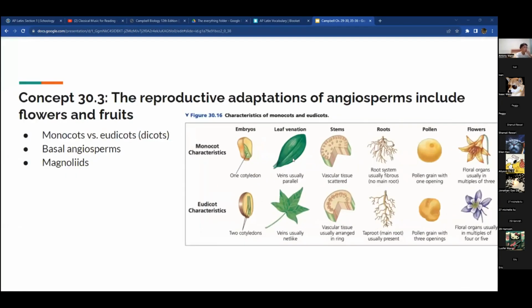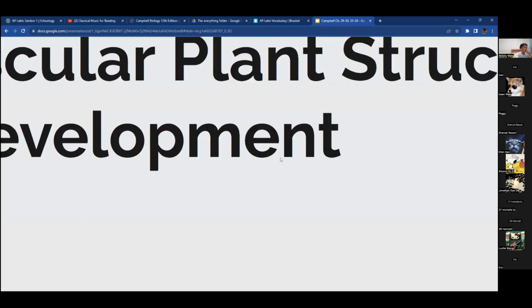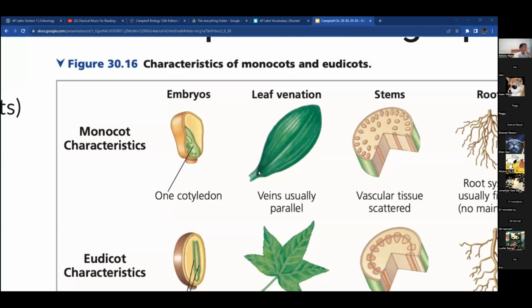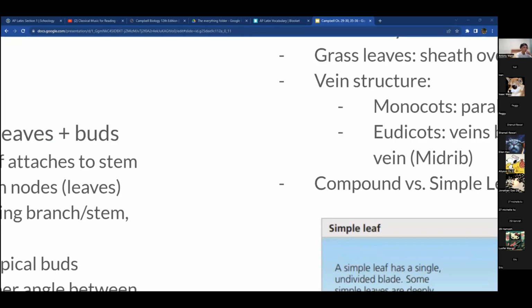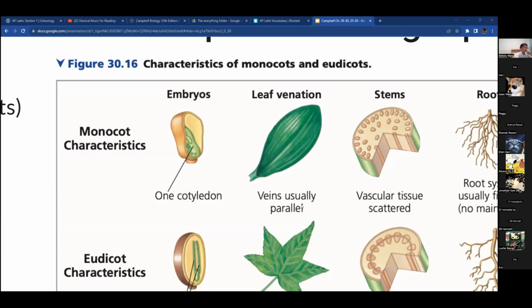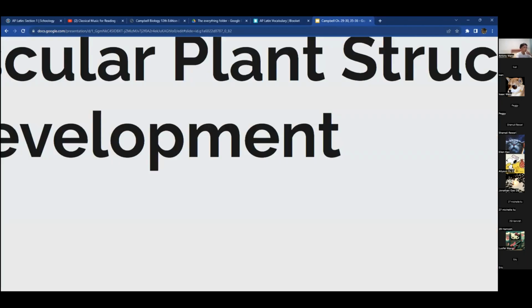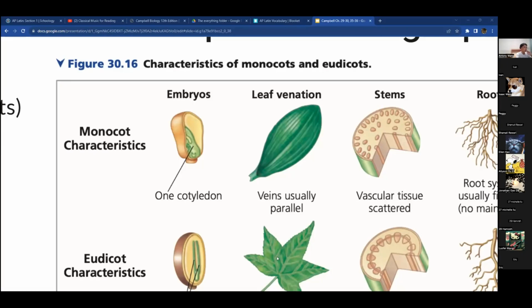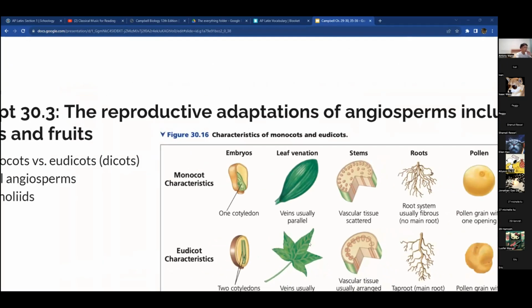Let's go back here. You see, the top is a monocot. These veins are parallel. You see all the parallel lines. Down below, these veins branch out. They're not parallel. They branch from a middle vein, and these are midribs, right?